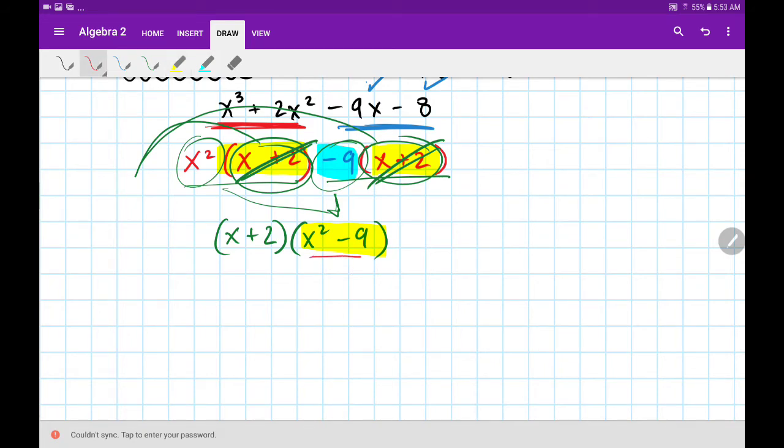I can actually use difference of squares here. So I'm going to write the next step, see if you agree. Just rewriting the x plus 2, and x squared minus 9 can be rewritten as x minus 3, x plus 3. Now we are fully factored, and that is our final answer.